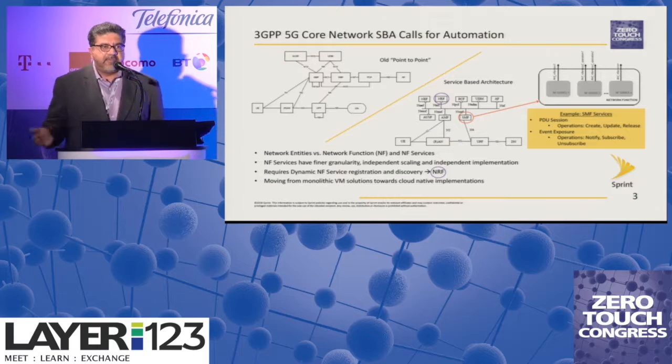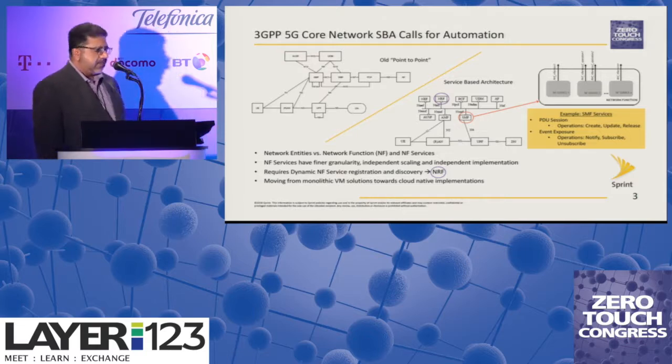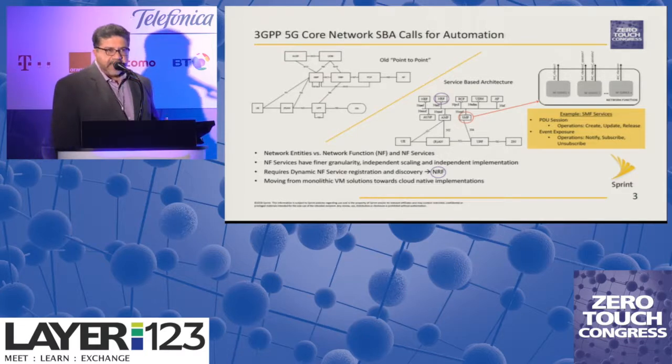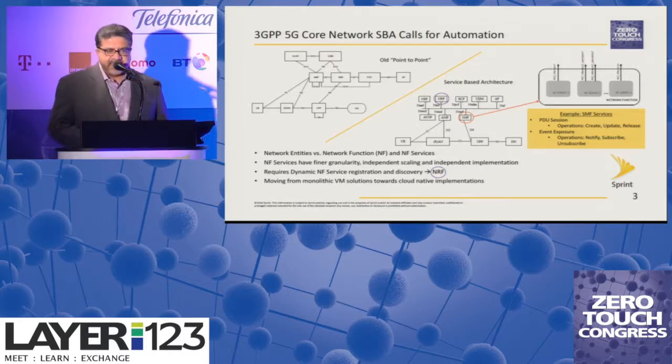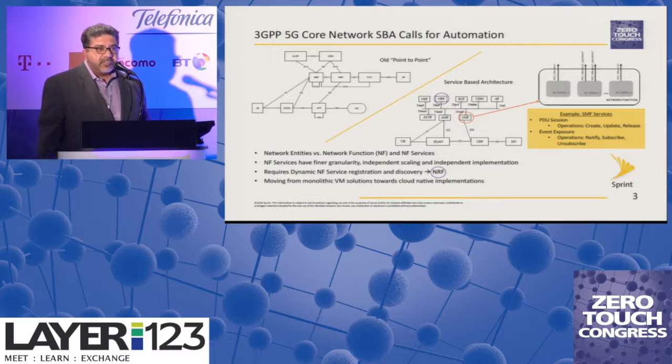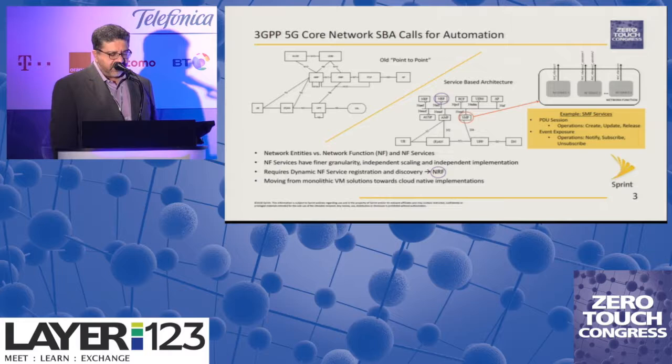Contrast that with what we're doing in 5G, with the picture on the right side. Now we have network functions instead of network entities. And what a network function does is it exposes a set of network function services to other network functions. So now it's drawn as a bus. That's a major difference.